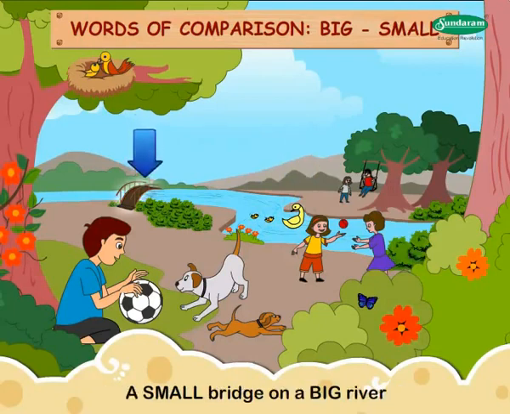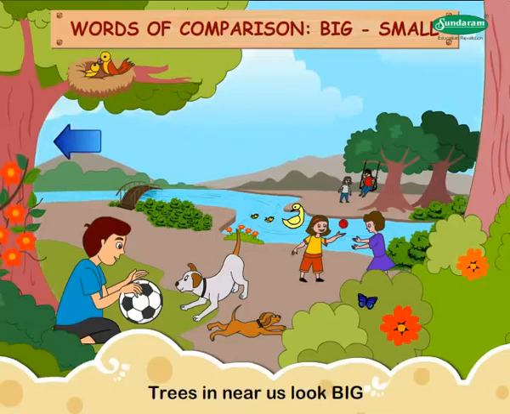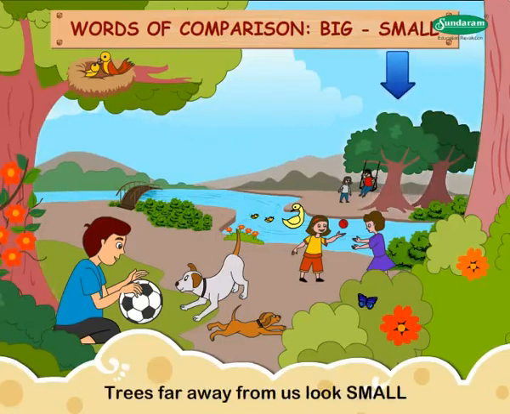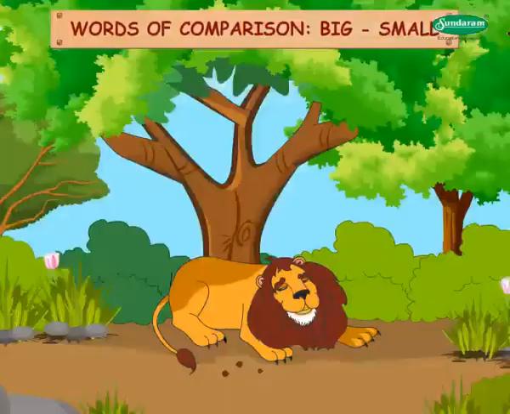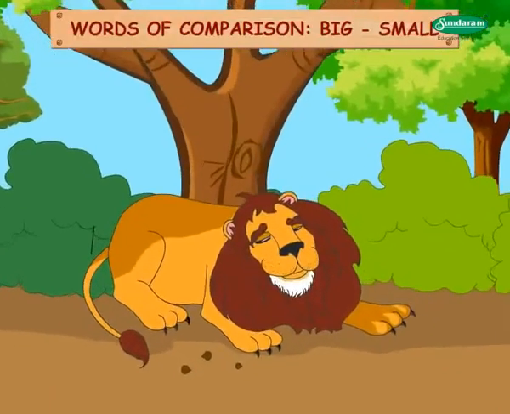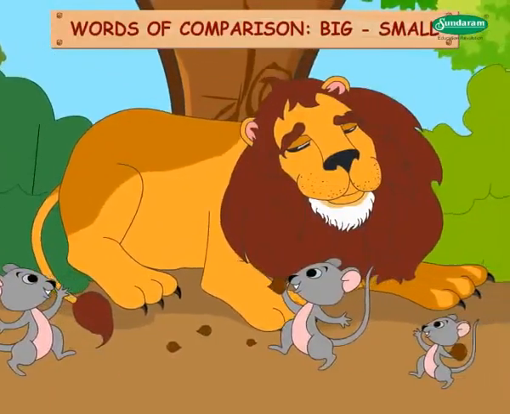A small bridge on a big river. Trees near us look big. Trees far away from us look small. Children, let us listen to a story about a big lion and small mice.